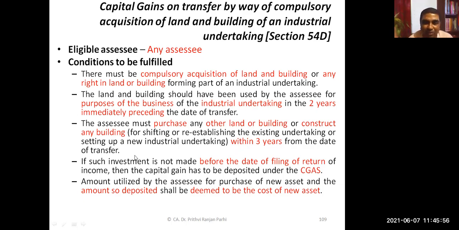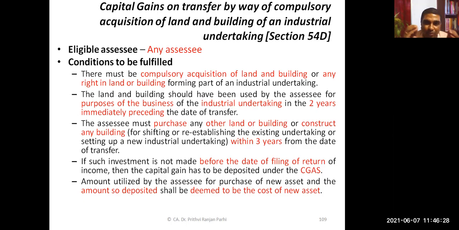Now, the assessee has to shift the business. Is it not? Then within a period of 3 years, he should purchase another land or building, or construct another building. That should have been done. And in case, before the date of filing of the return, the money has not been invested in purchase or construction, then the money can be deposited in the capital gain account scheme.